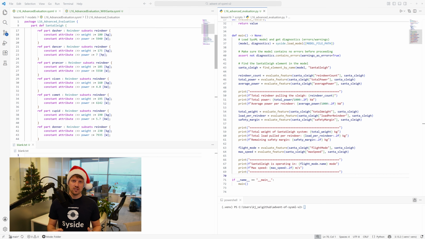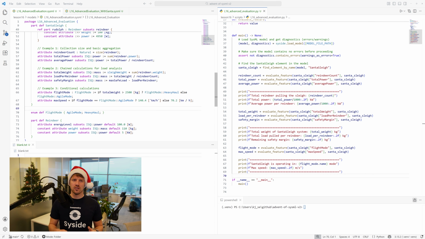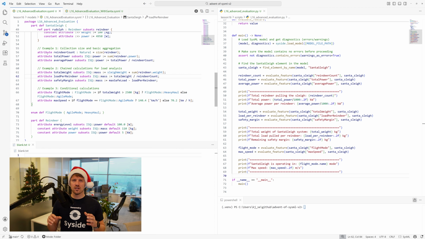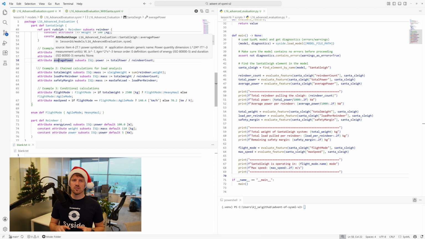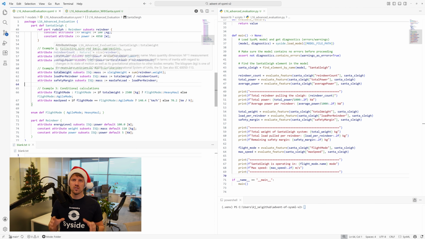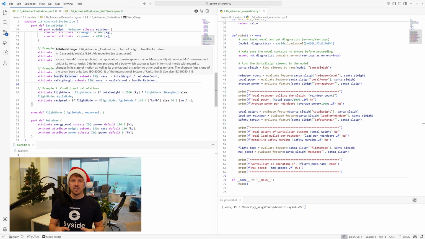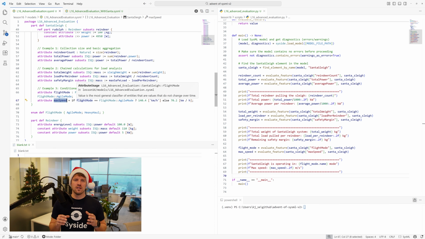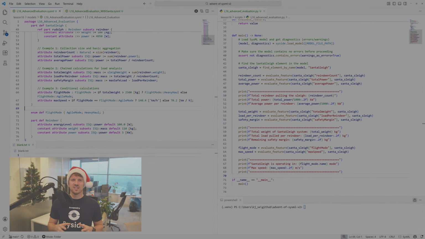Here is our Santa-Slay model with calculated attribute values. Notice we have defined three sets of example calculations. The first example shows collection-based calculations. We count reindeer, sum their power, and calculate the average power. The second example builds a three-level dependency chain for load analysis. This consists of total weight calculation, load per reindeer, and safety margin. The third example shows conditional logic. We determine flight mode based on weight and max speed based on the flight mode. Let's take a closer look at each example.